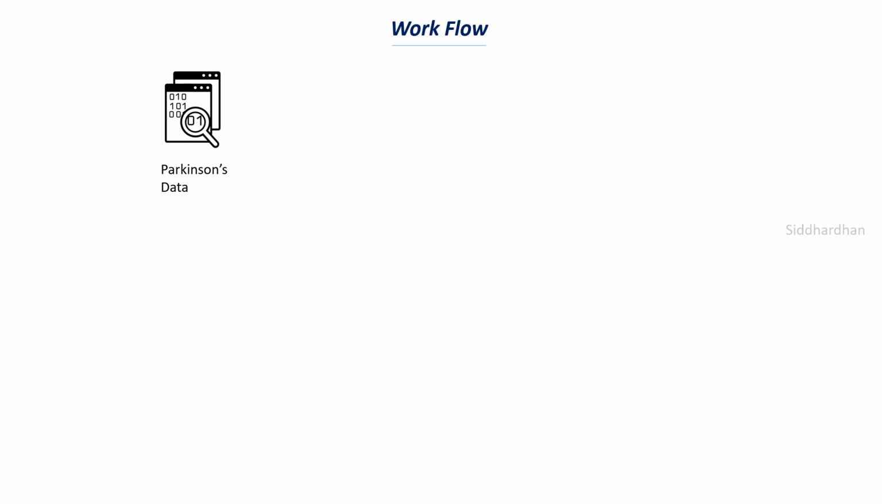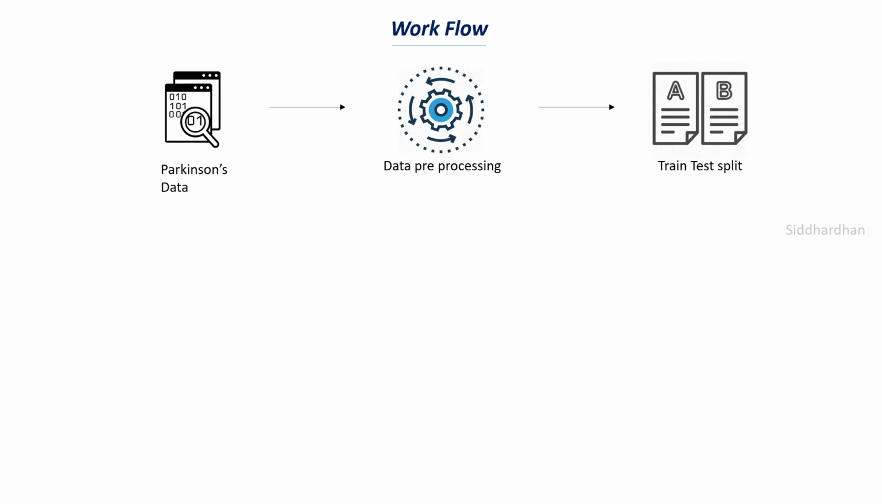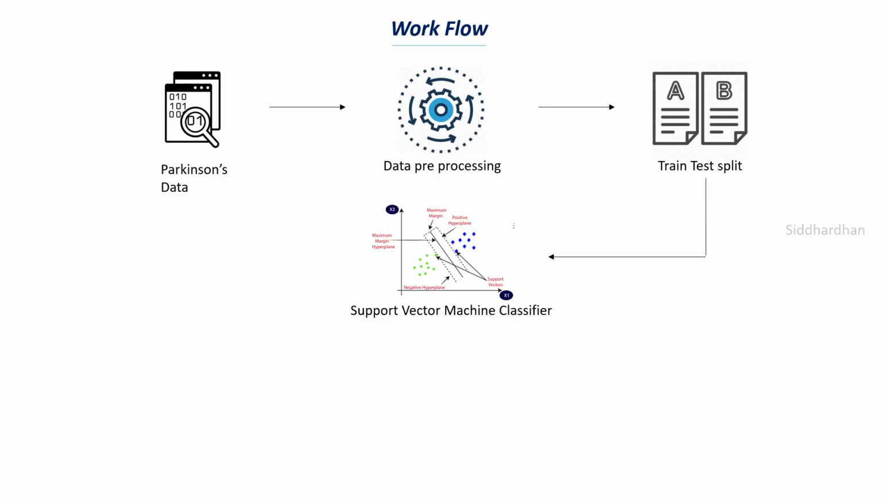Once we have this data, we need to process it, because we cannot feed the raw data to our machine learning model. Once we do the processing, we need to split the data into training data and test data. This is the general procedure we follow in every machine learning project. We use the training data to train our model, and this is where the model will understand the data.